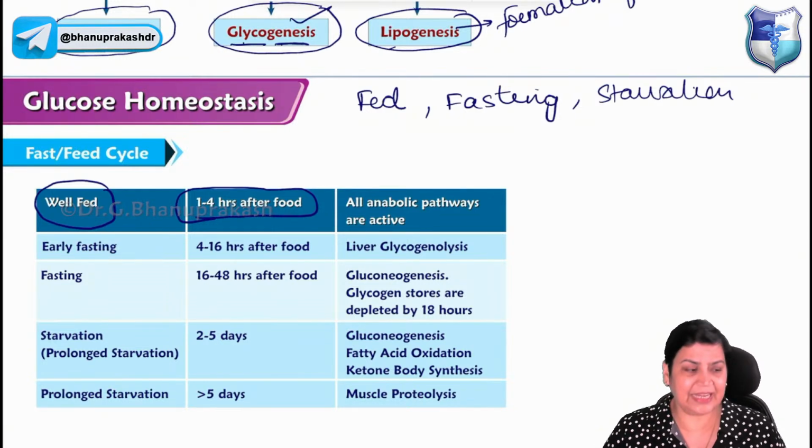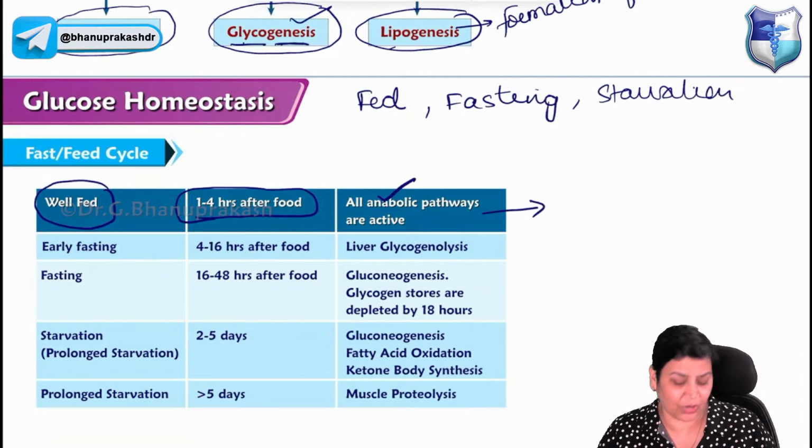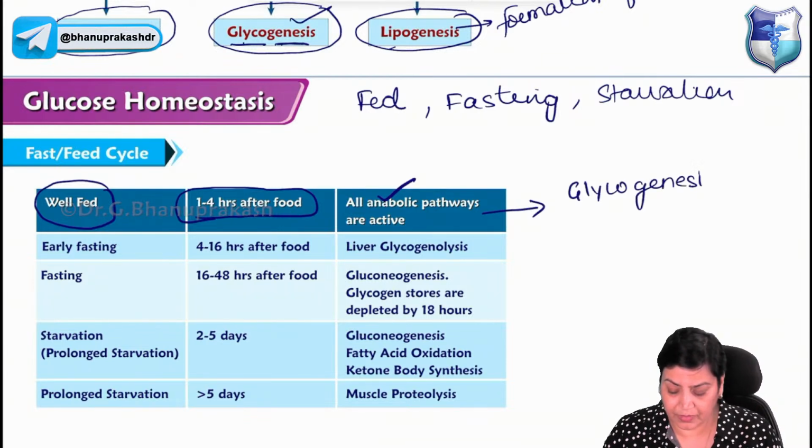So the well-fed state is 1 to 4 hours after food. So all metabolic pathways will be active. Anabolic pathways within metabolism, for example, glycogenesis will be active. Right?